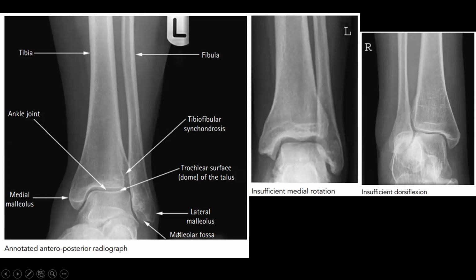So what can happen when we don't take the radiograph properly? There can be insufficient medial rotation, which can lead to more overlap between the tibia, fibula and talus. There can be insufficient dorsiflexion, which can lead to the calcaneus being projected over the ankle joint.